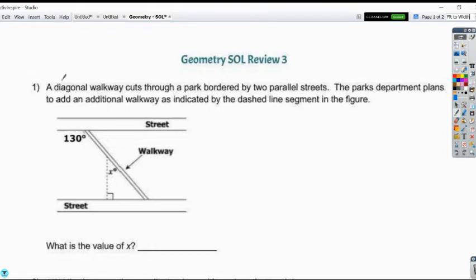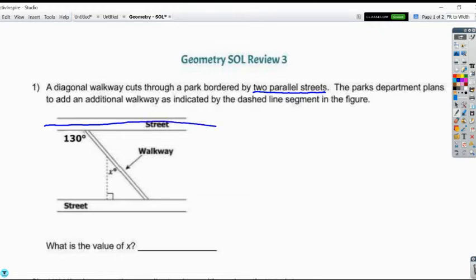So, in number one, a diagonal walkway cuts through a park bordered by two parallel streets. The parks department plans an additional walkway shown with the dashed segment. What's the value of x? So, the key thing in here is that we want to recognize we have two parallel streets.